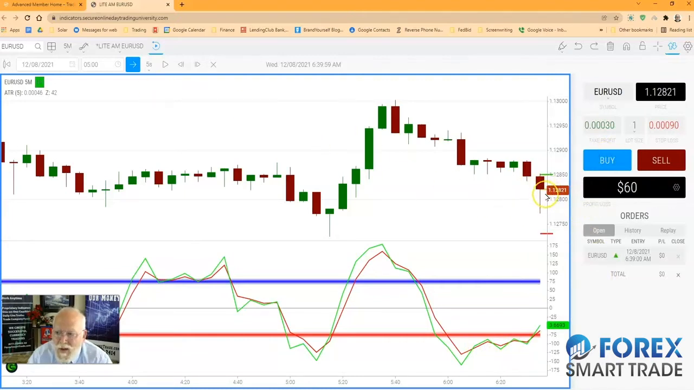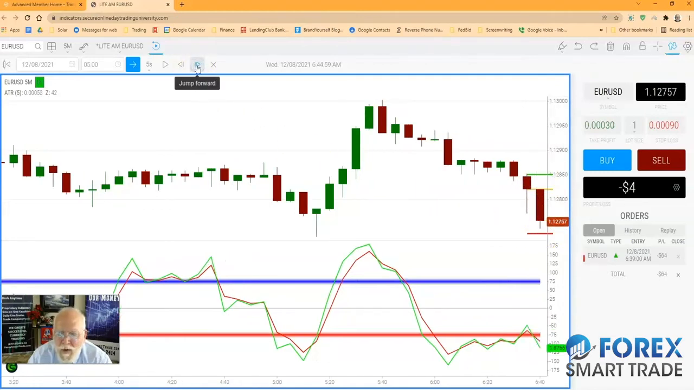And here now you can clearly see. So here's where we entered. Here's the price, the bottom of the current red candle. That's the entry price. Here's our take profit, the green, and the red is our stop loss. Again, let's keep going forward.